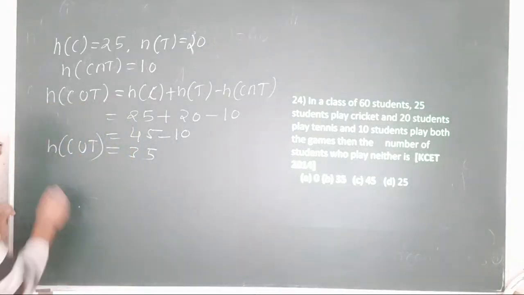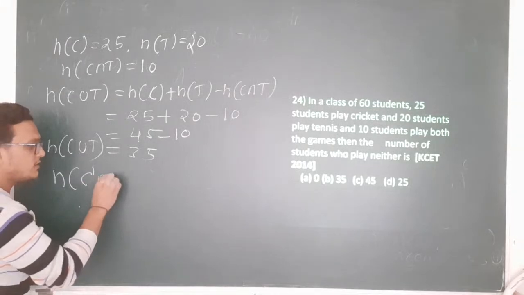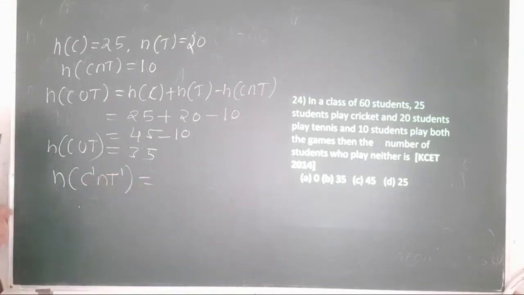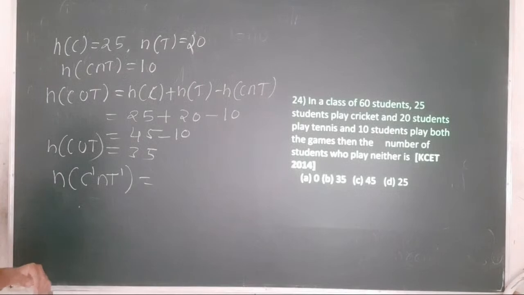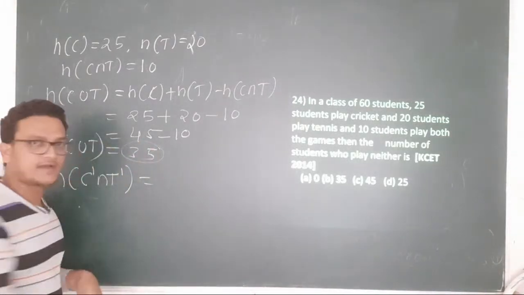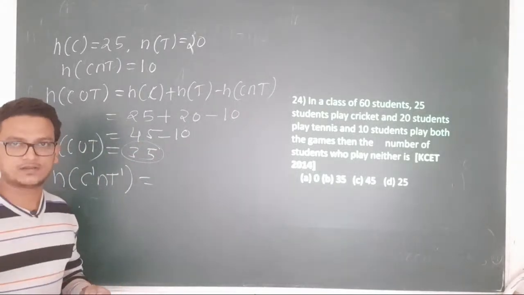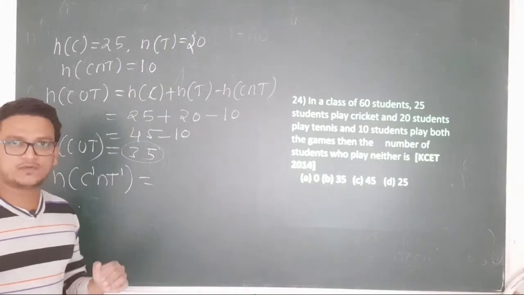And neither and nor means what I said, always De Morgan's property is useful. Then some of the students, what they do, they calculate the answer 35, and that 35 is present in the options, so they mark that option. So you have to read the question carefully and answer it.